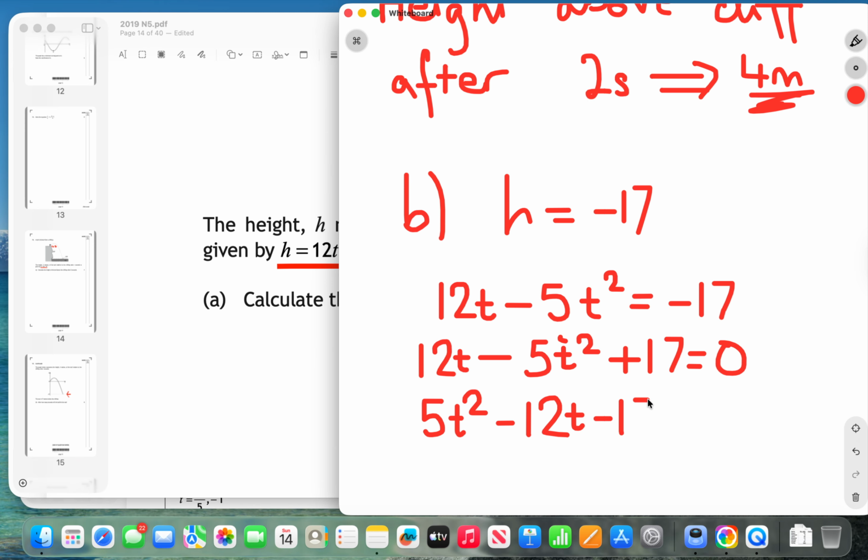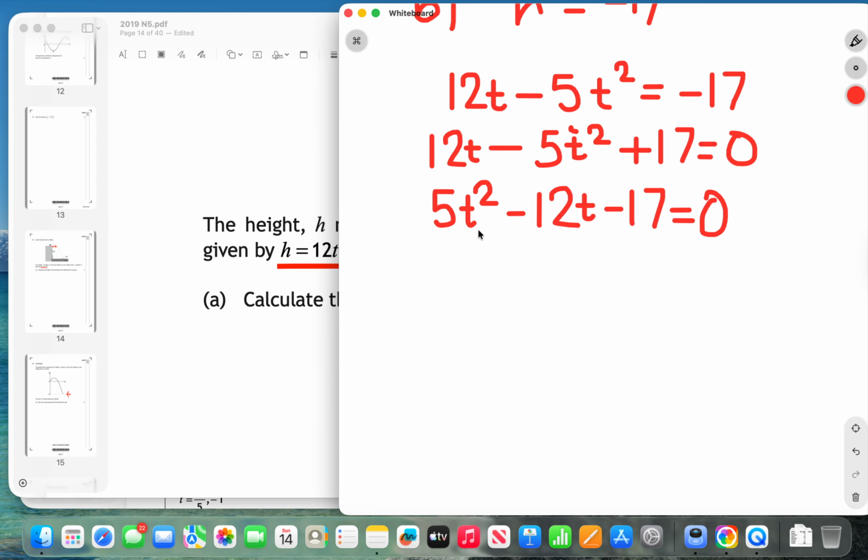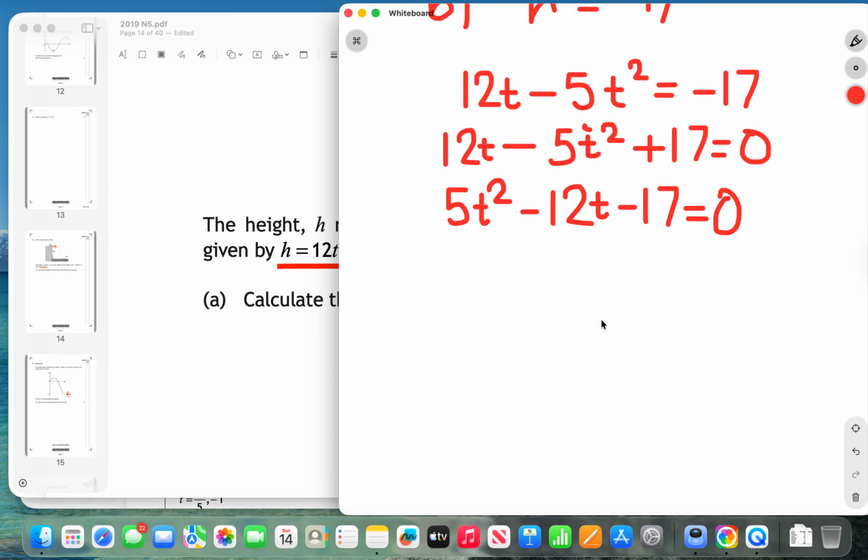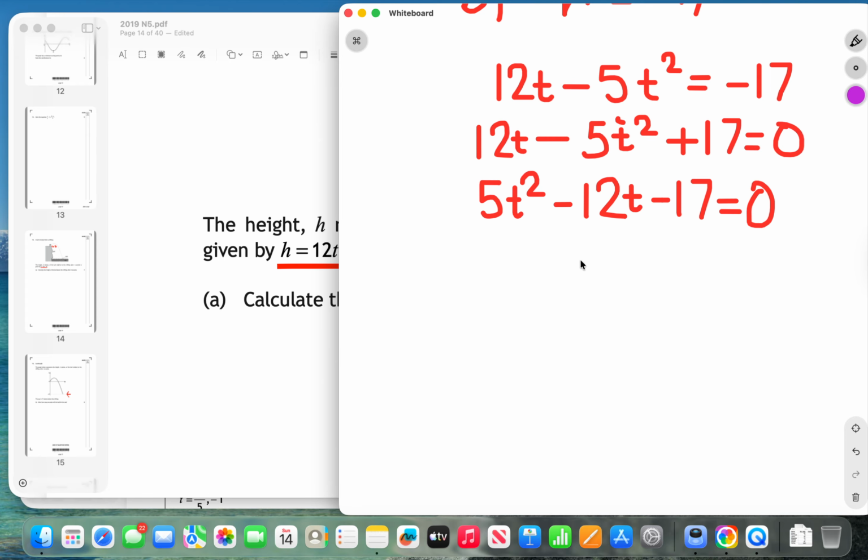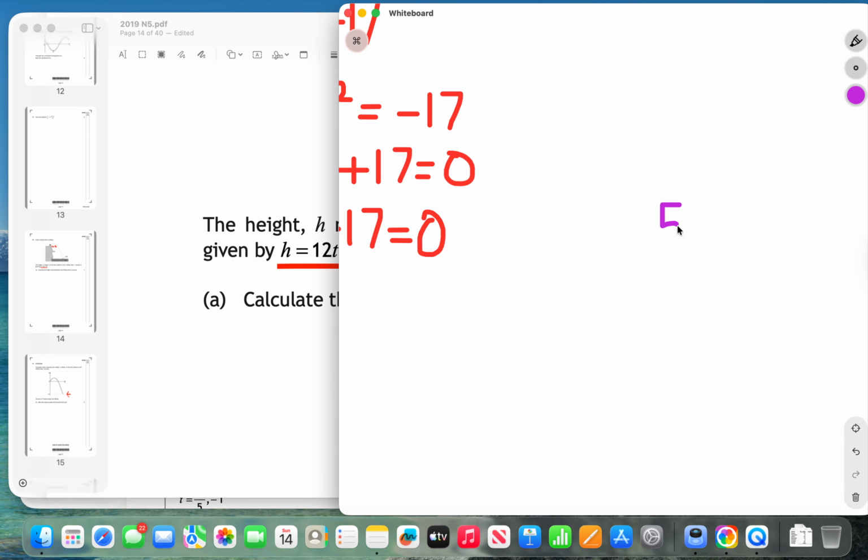So let's multiply everything by minus 1 to get rid of this negative. Multiplying the 0 by minus 1 will keep us at 0. So let's multiply by minus 1 and we get 5t squared, then we get minus 12t and minus 17.